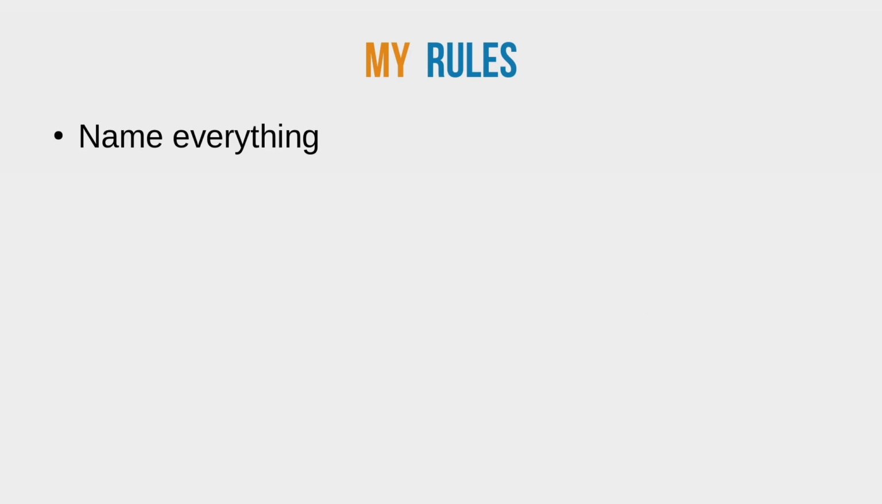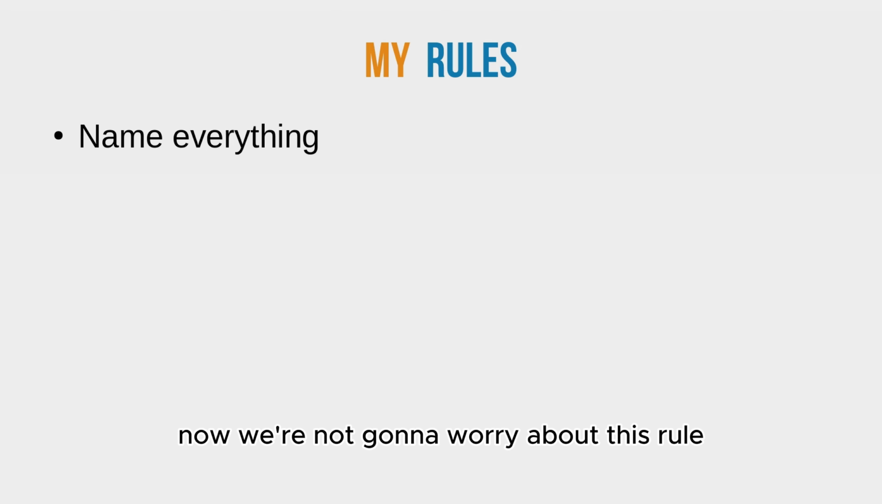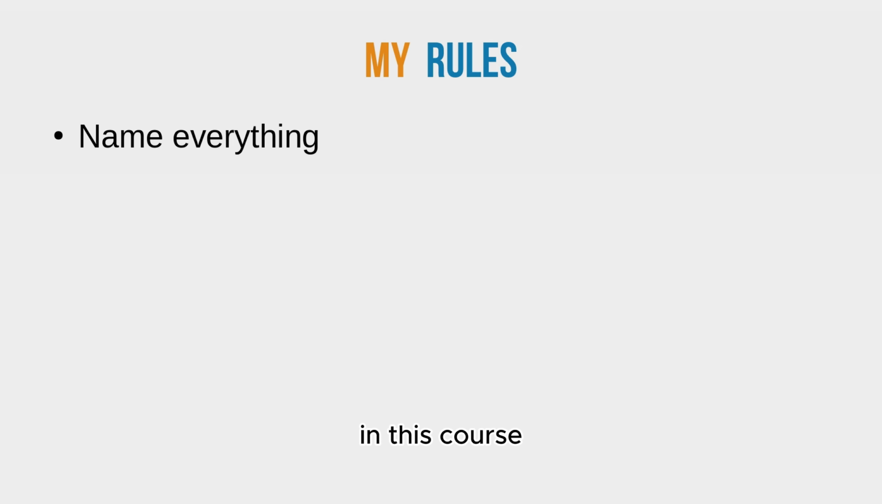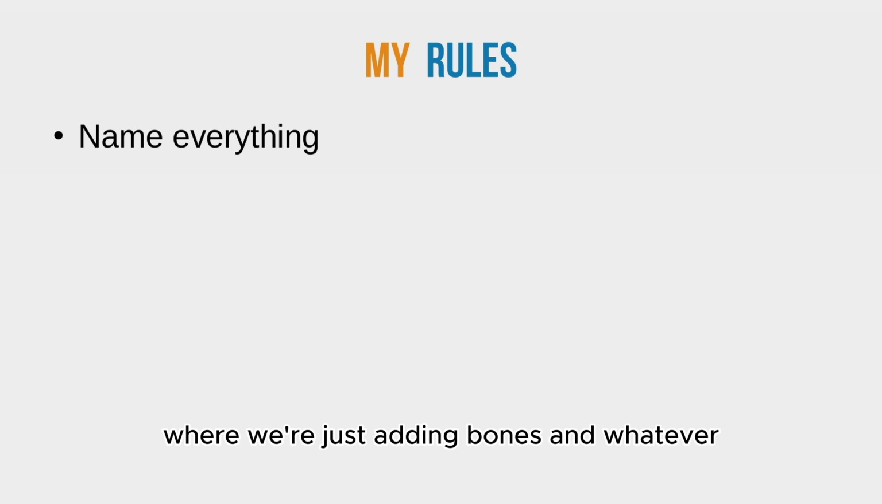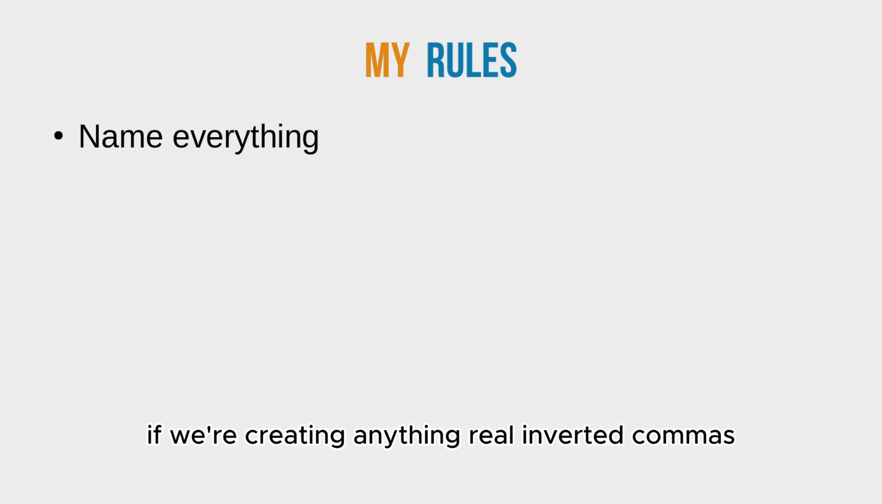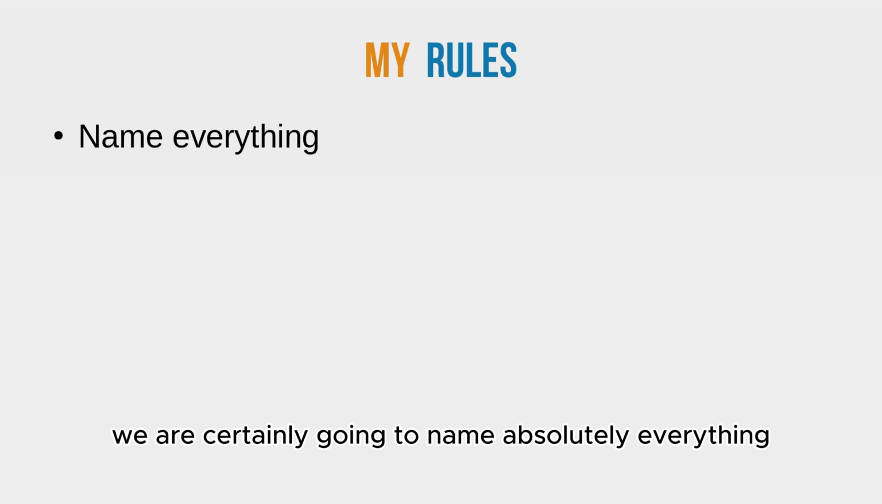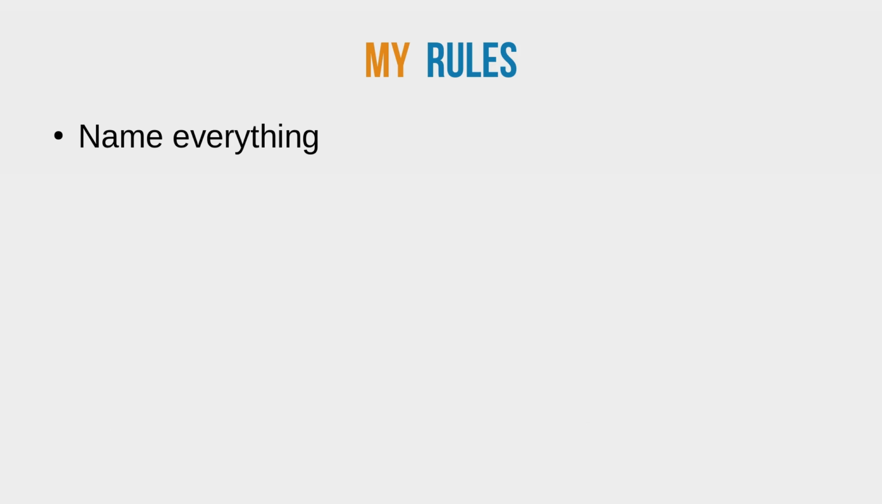Name everything. That means bones, objects, data, absolutely everything. Now, we're not going to worry about this rule for some of the demonstrations in this course, where we're just adding bones and whatever, just for demonstration purposes. However, if we're creating anything real, inverted commas, we are certainly going to name absolutely everything.